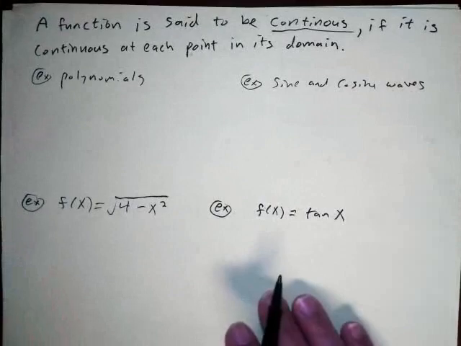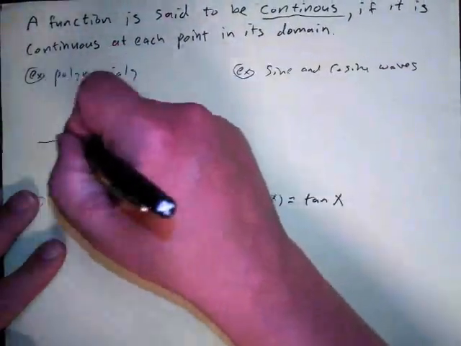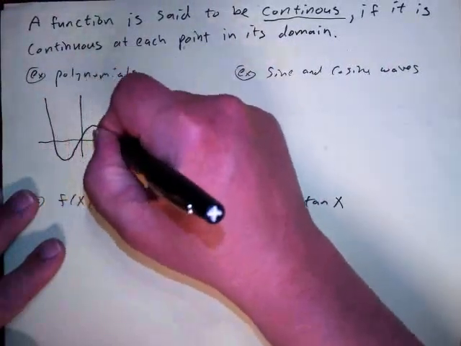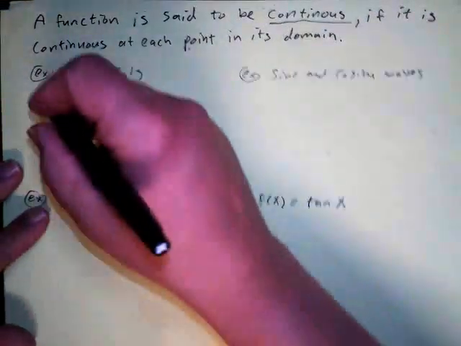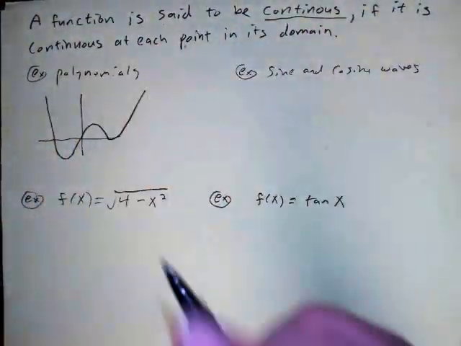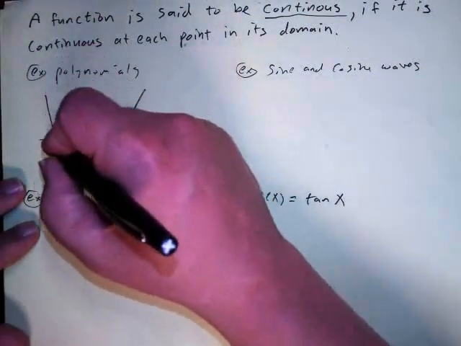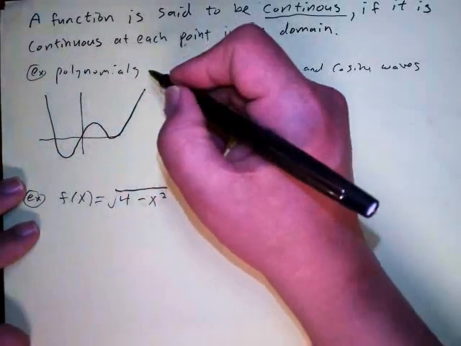And then there's a lot of nice functions that are continuous. So for example, any sort of given polynomial, these are curves, maybe like this. The point here, the intuitive idea, is that it's this unbroken curve, and you could trace out the curve without lifting your pencil from the paper.